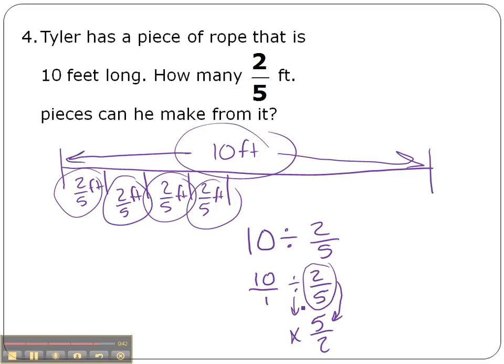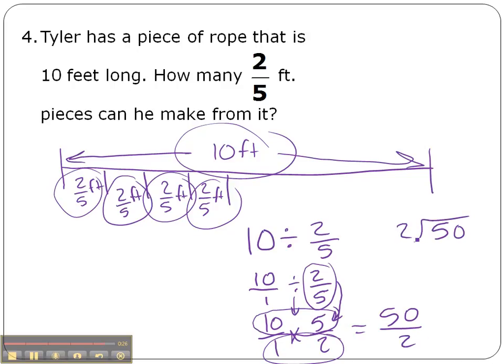Change division to multiplication. We don't mess with the first fraction. 10 over 1 stays 10 over 1. Now multiplying fractions is no problem. Tops times tops, bottom times bottom. So 10 times 5 is 50. 1 times 2 is 2. And then 50 over 2 can be simplified. 50 divided by 2. But you knew there were two 25s in 50 anyway. Think about money, like 50 cents is 2 quarters. Okay, so the answer is 25 pieces.